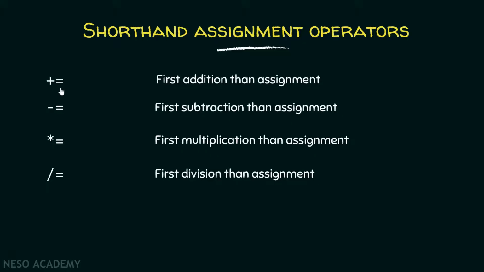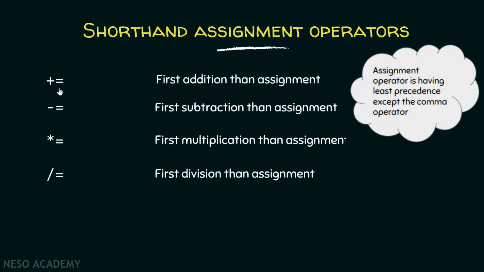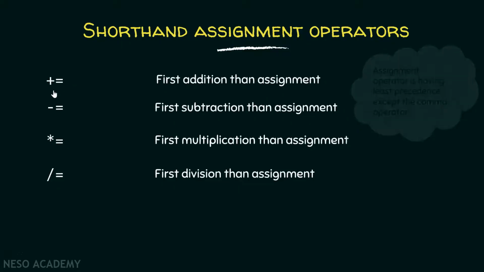Let me tell you one thing. Assignment operator has least precedence among all the operators except the comma operator. Assignment operator has higher precedence than comma operator but has the least precedence among all the other operators available in C language. Let's consider one example where we can use this plus equal to operator.